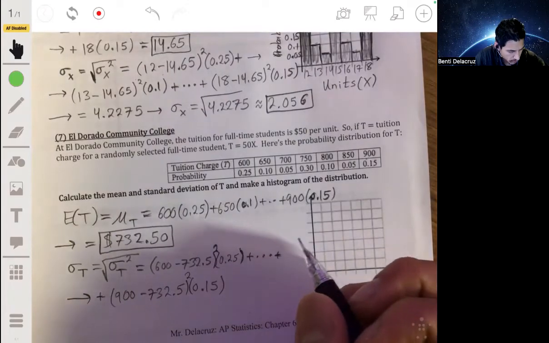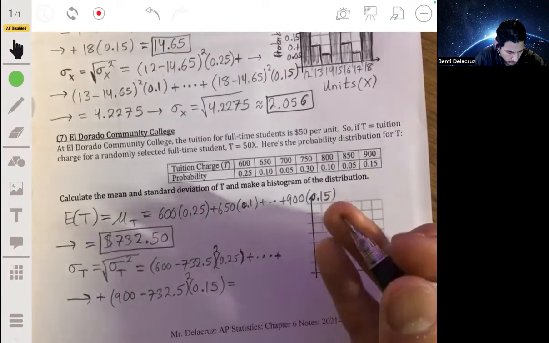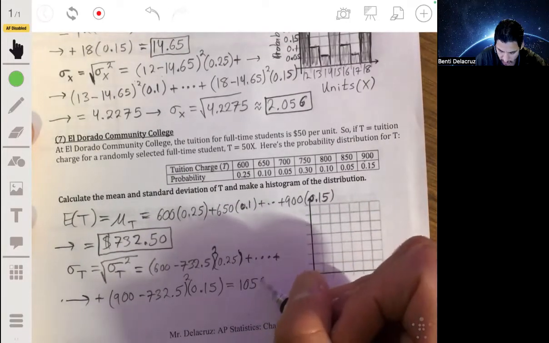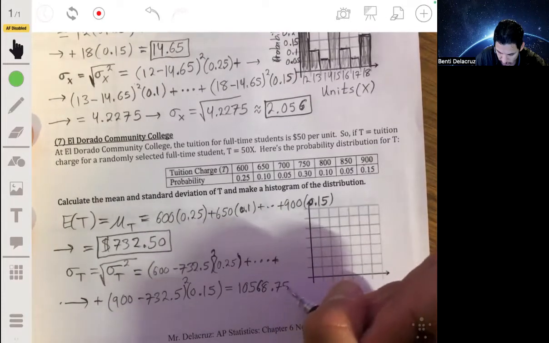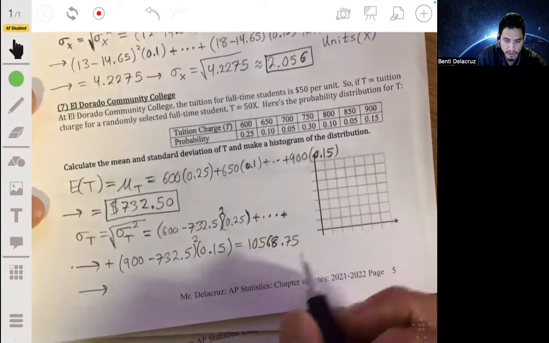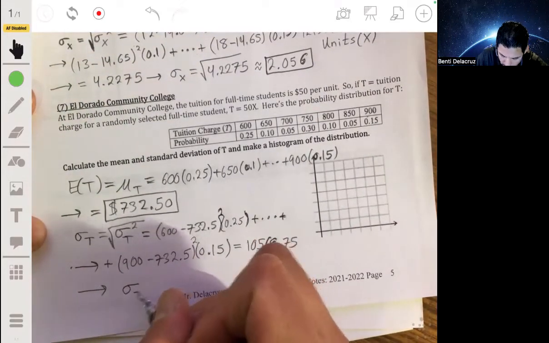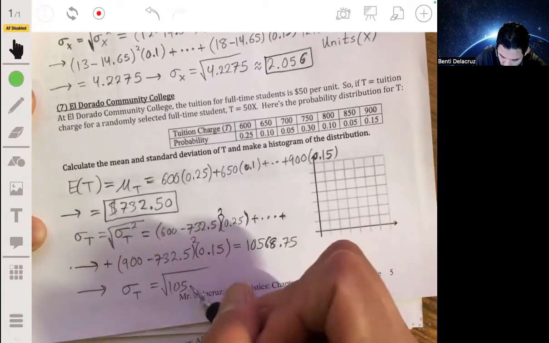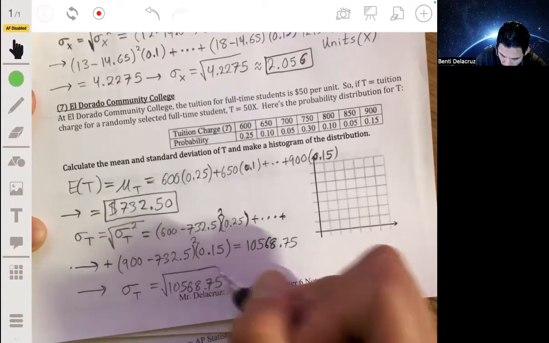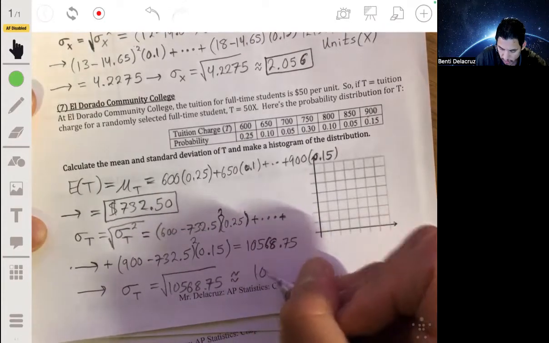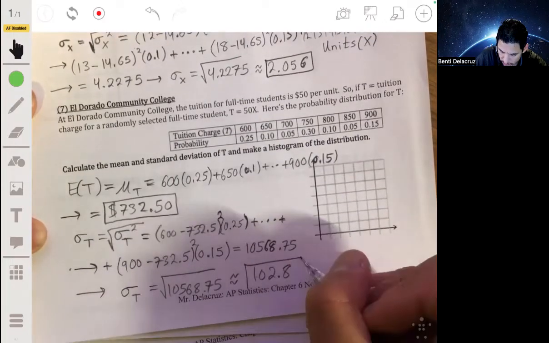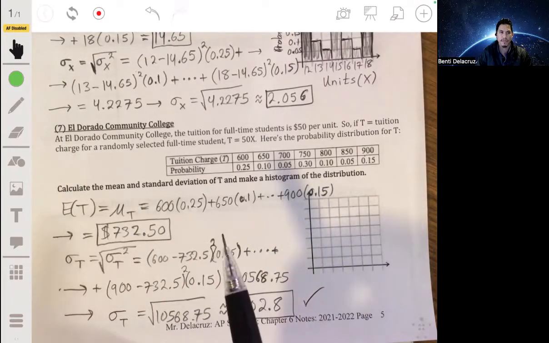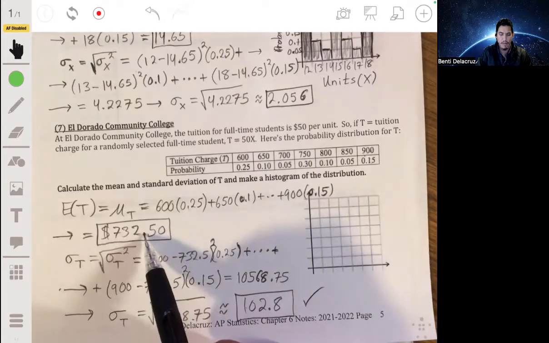And after you do that, you're going to get that the variance will be about $10,568.75. And so the standard deviation of T will be the square root of $10,568.75, and that'll be about $102.8. And again, I'm not showing every single step because that's not important right now, but feel free to practice on your own and check your answers with mine.